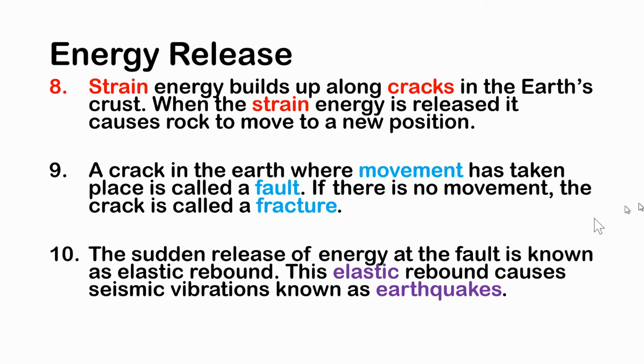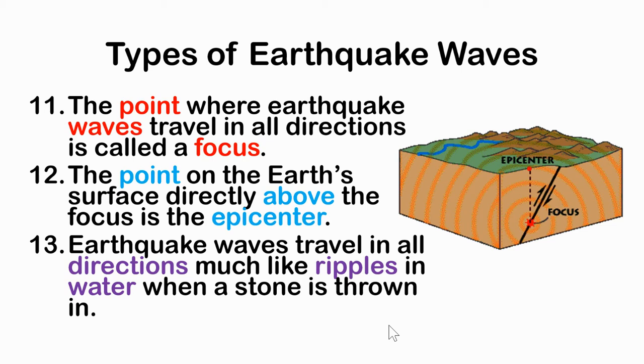Okay, so there are types of earthquake waves, right? The point where earthquake waves travel in all directions is called the focus. We talked about that during the vocabulary. Focus is deep below the earth. That's where it originates. The point on the earth's surface directly above the focus is the epicenter. That's where we feel the earthquakes, okay?